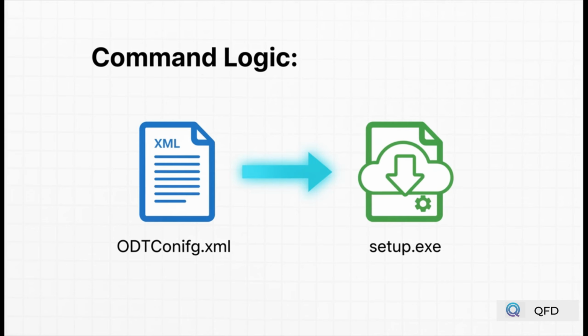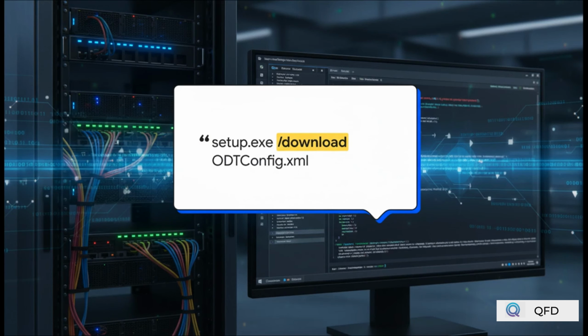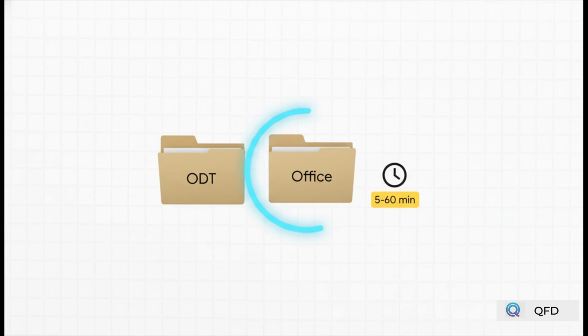Next, we're gonna run the tool in download mode. This tells it to grab just the right files. Here's the exact command. It tells setup to use your new config file to start the download. You'll see a new Office folder pop up. Now, just be patient, this download can definitely take a while.